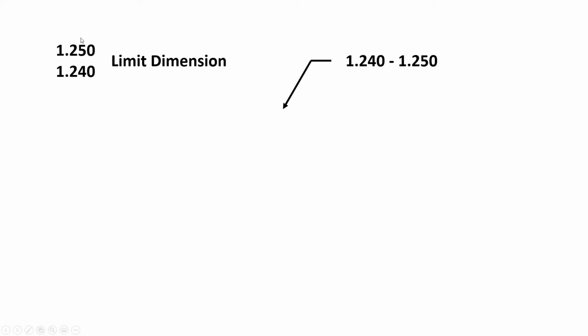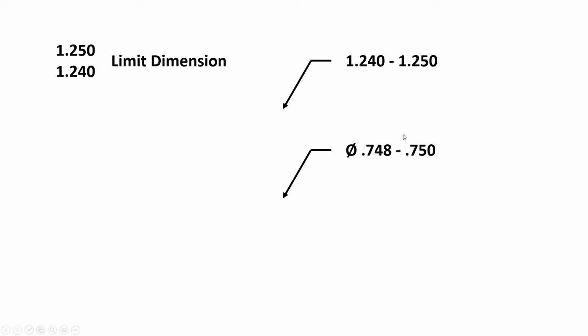Okay, stacked limit dimensions, the larger on the top. Limit dimensions written on a line with a leader, the smaller dimension comes first because you're saying 1.4 to 1.25. When limit dimensions are used for a diameter, then you would put the diameter symbol.